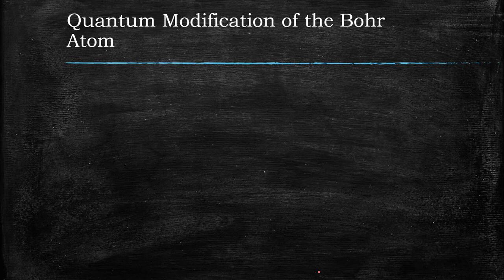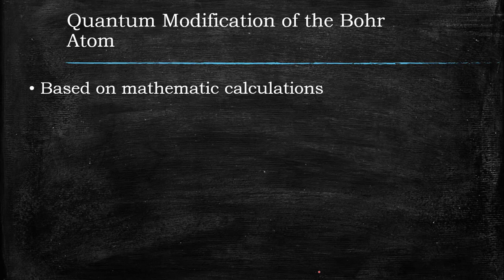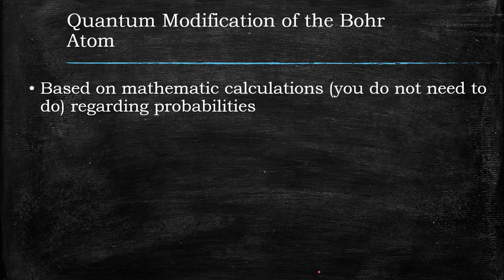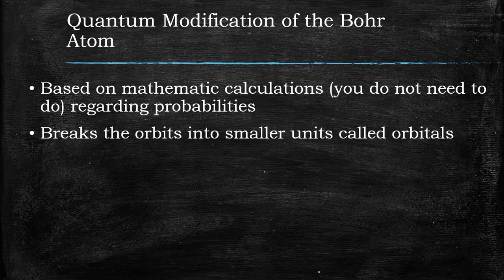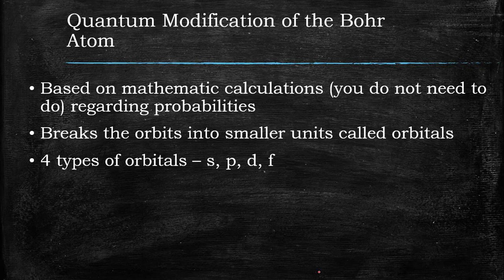Now, there is a quantum modification of the Bohr atom. This is based upon complex mathematical calculations. You will not need to do these calculations in regards to probabilities. It turns out we really don't know where electrons are. We can just calculate where they're likely to be found. However, this ends up breaking the orbits into smaller units called orbitals. And there are 4 types of orbitals: S, P, D, and F. There actually is a rational reason why they are called S, P, D, and F, but we're not going to go into it.